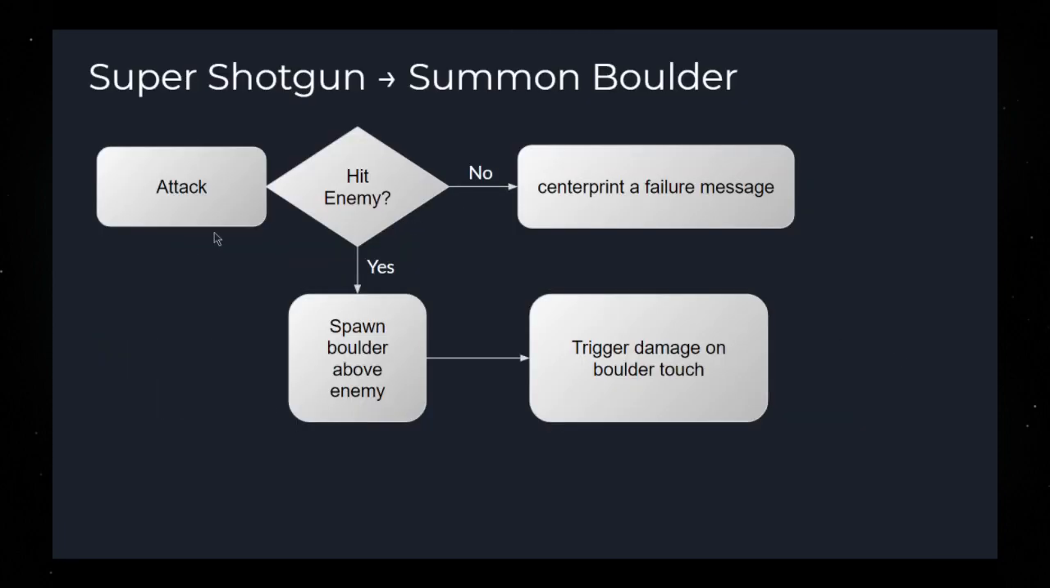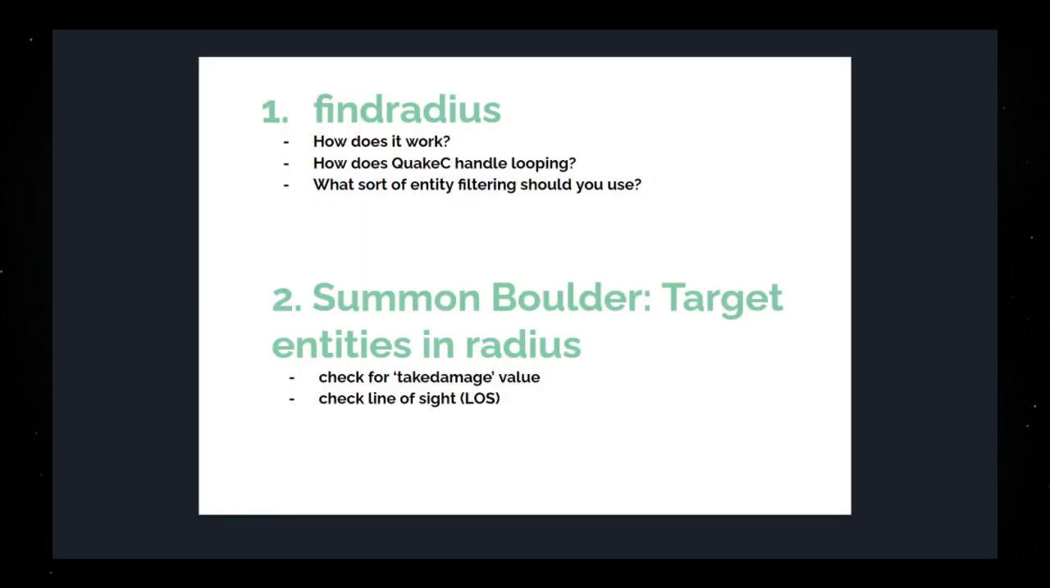So just to recap what we did for the super shotgun last time. When you attack with it, it checks using hit scan straight ahead: did you hit an enemy? If it doesn't hit anyone, it prints a message. And if it does hit an enemy, it spawns a boulder above the enemy. And then that boulder, upon touch, will just do some heavy damage. So what we really want to do is change the targeting, but not the rest of the code or the logic. So today what we're going to talk about is how does findradius work.